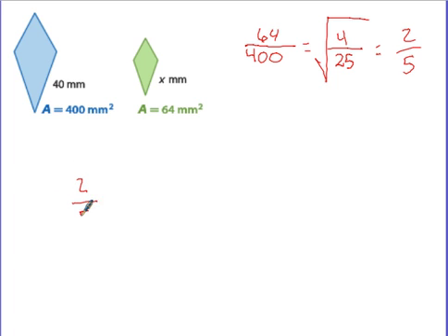So 2 over 5 equals what? X over 40. X has to go on top because the smaller size is on top. Ooh, I didn't draw that right, I drew it backwards. 40 times 2 divided by 5 is 16. So X is 16 millimeters.